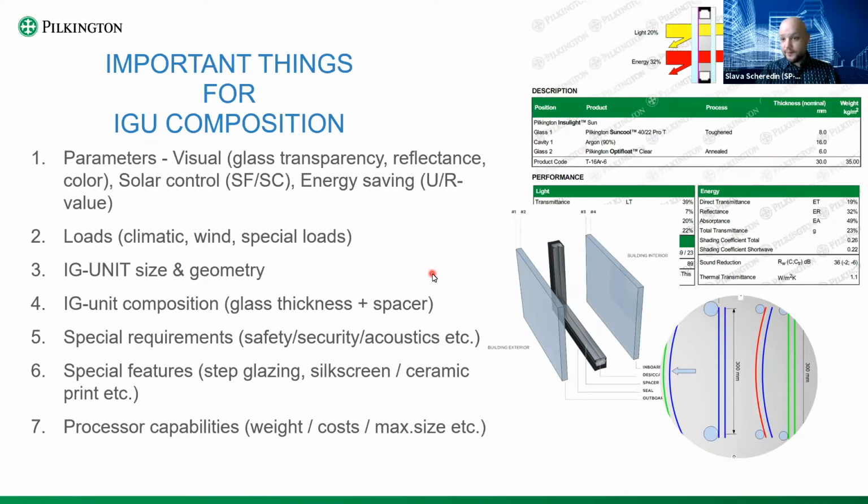And in the end, when we have a rough estimation of what our IG unit composition will be, we need to think about special features. If it has some kind of paint on it, some silk screening, ceramic print, will it be a standard aluminum facade or will it be a structural facade system? Then we need to think about silicones and many, many things from the IG unit manufacturing perspective.